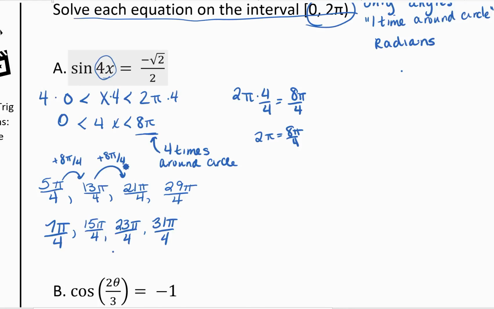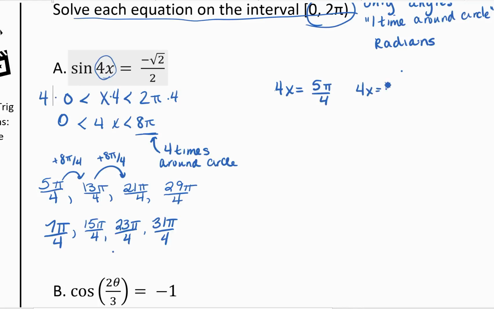Now, what we're saying is that 4x is actually equal to each of these. So now we have one more step here. What we're really saying is that 4x is equal to 5 pi over 4.